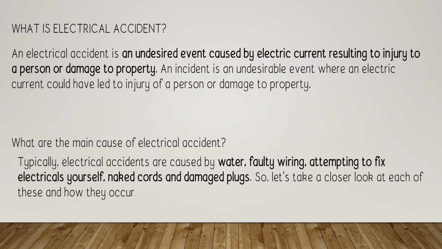What are the main causes of electrical accidents? Typically, electrical accidents are caused by water, faulty wiring, attempting to fix electrical problems yourself, naked cords and damaged plugs. So let's take a closer look at each of these and how they occur.